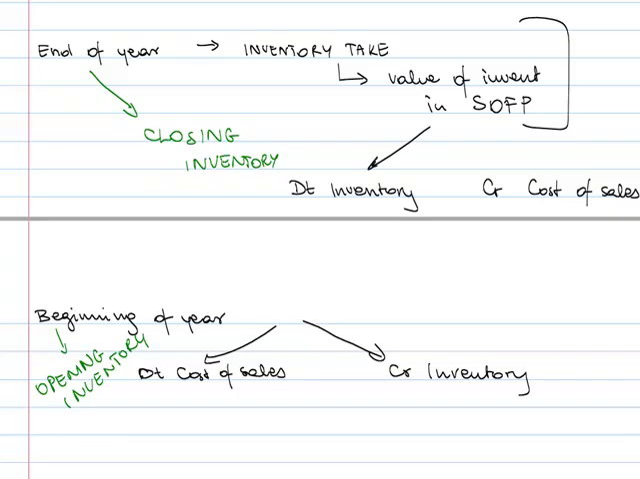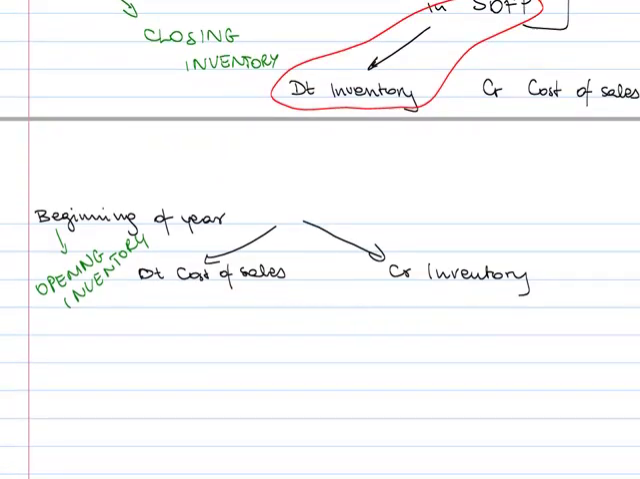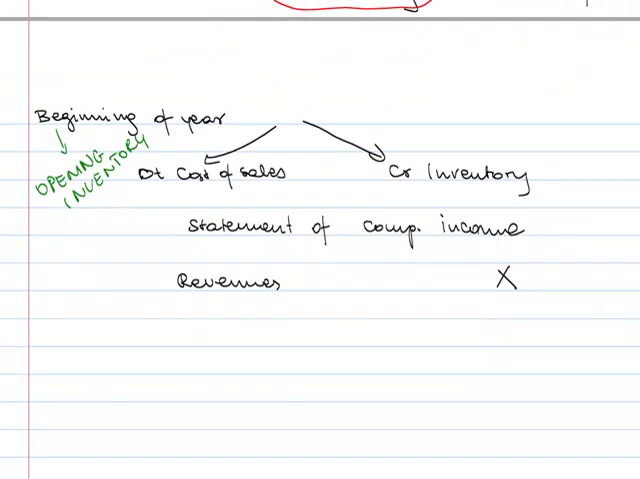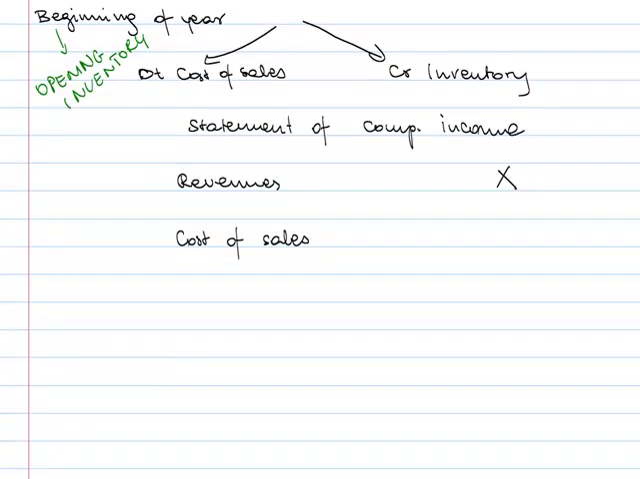As a result, in the year-end statement of financial position, they will have the value from their end-of-year inventory take, and in their statement of comprehensive income, they will show some revenues, whatever that number would be, and they will show cost of sales, which will be the product of opening inventory plus purchases minus closing inventory.